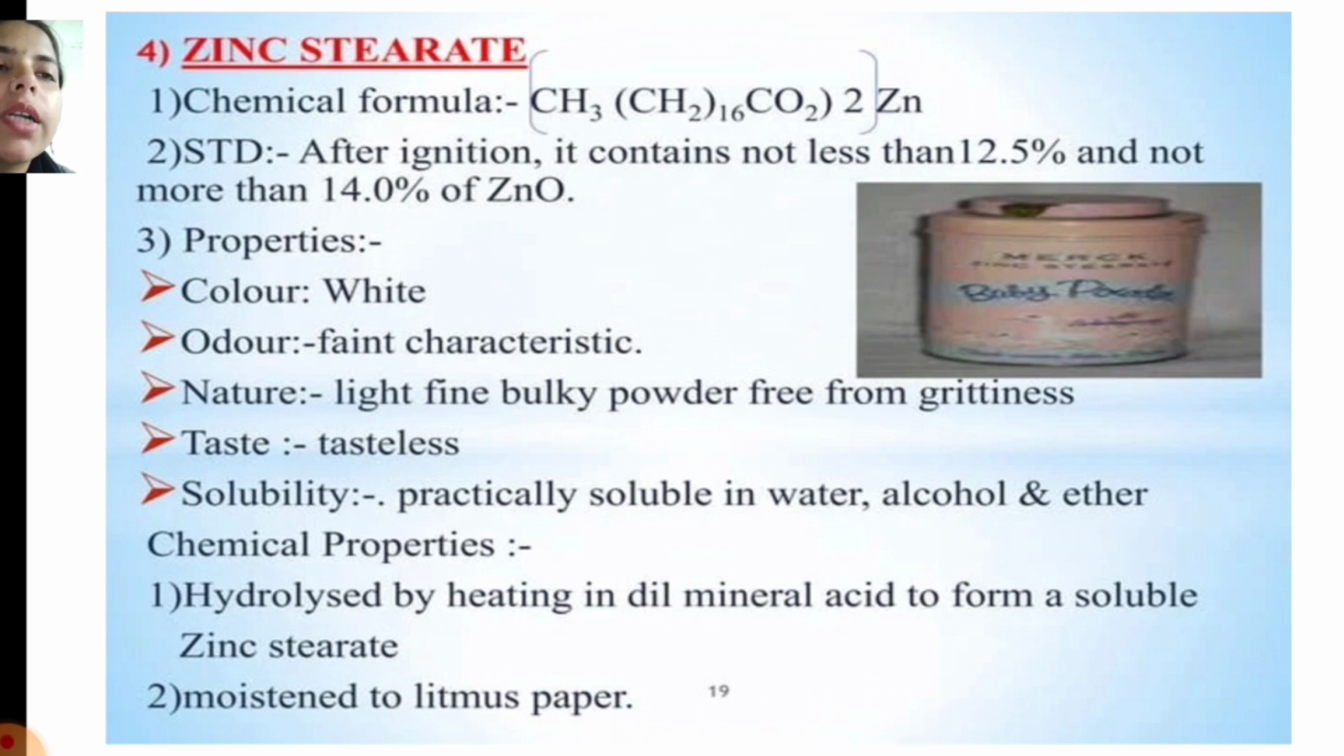Their properties: white in color, faint characteristic odor, light fine bulky powder free from grittiness, tasteless, practically insoluble in water, alcohol and ether. Their chemical properties: they are hydrolyzed by heating with dilute mineral acid to form a soluble zinc salt, and moistened, they turn litmus paper.